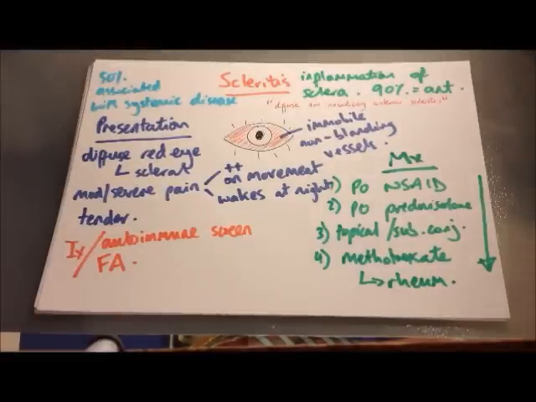Prognosis varies and is usually related to the underlying condition. So if there's a flare of rheumatoid arthritis, you normally have a flare of scleritis.